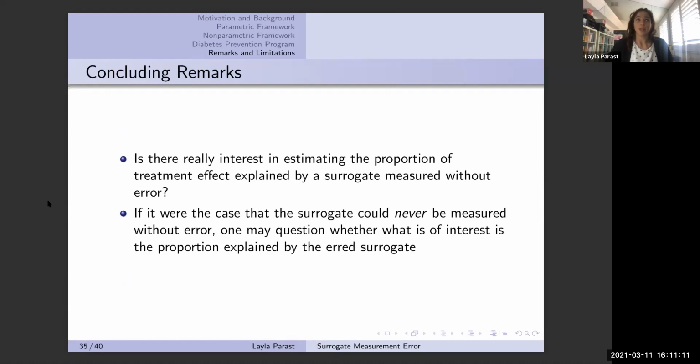One thing one might ask is whether there's really interest in estimating the proportion of treatment effect that's explained by a surrogate measured without error. If you could never measure the surrogate without error, do you really care about this proportion for the perfect surrogate, or do you really want to know what the proportion is that's explained by the mismeasured surrogate?